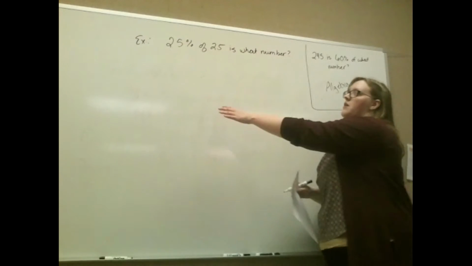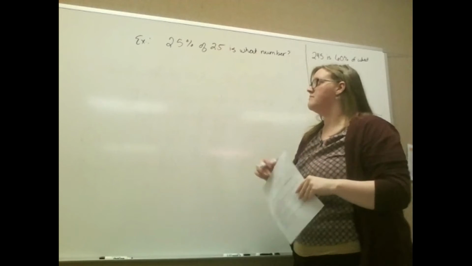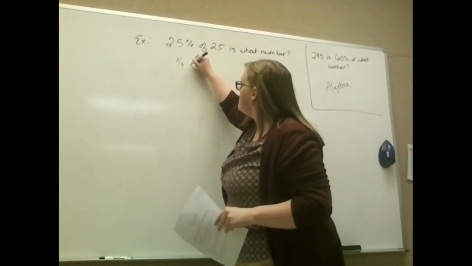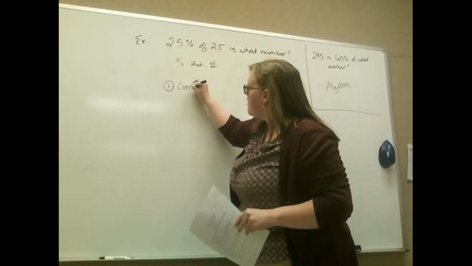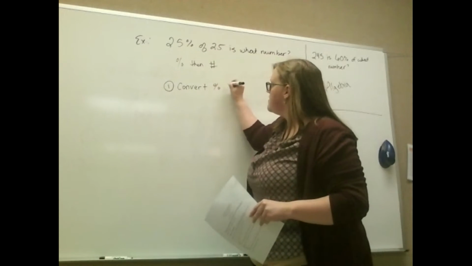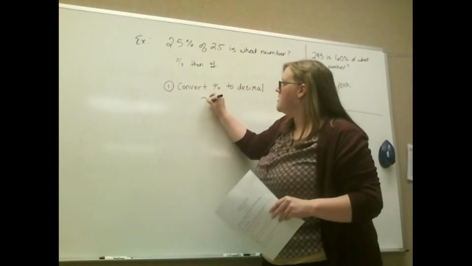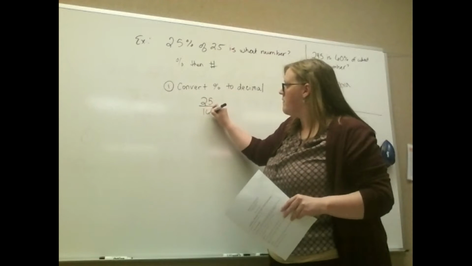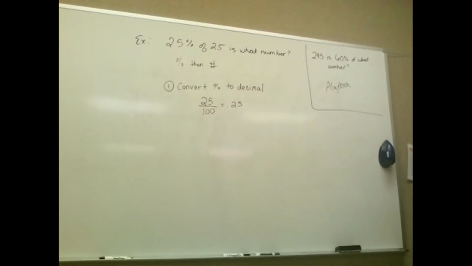If you are given percent and then number, all you have to do, so if you have percent, then a number, 1, convert percent to decimal, which we already talked about how to do. And then multiply the decimal form of the percent by the number given.